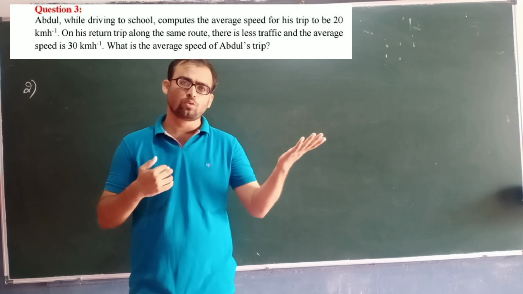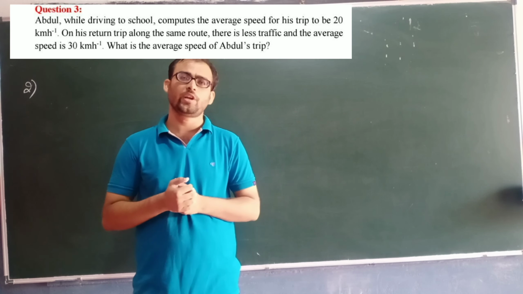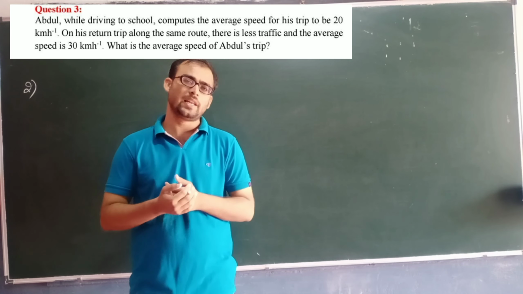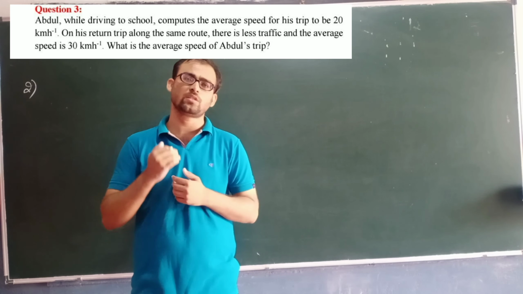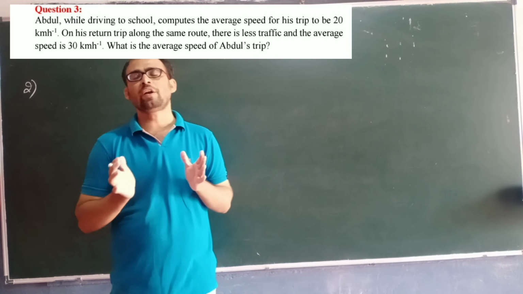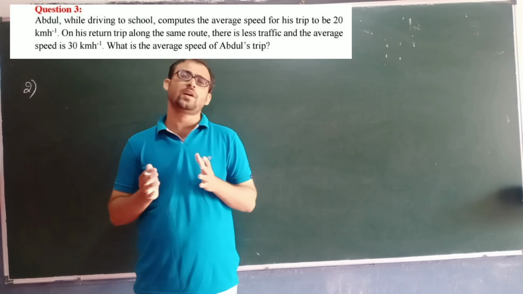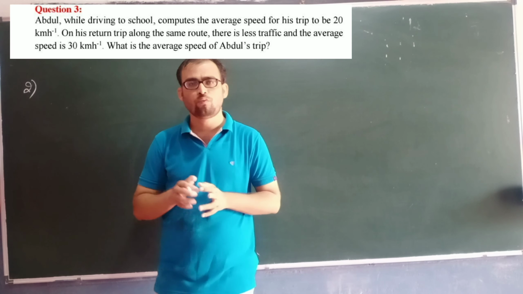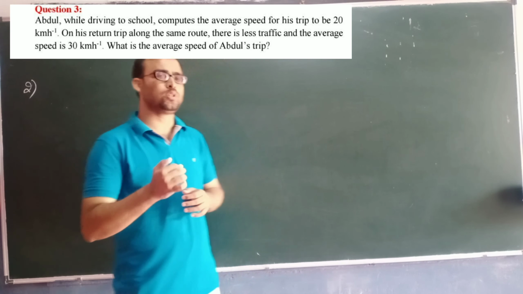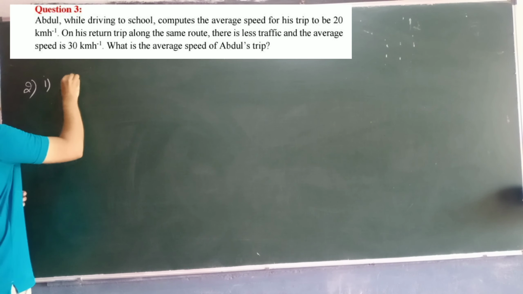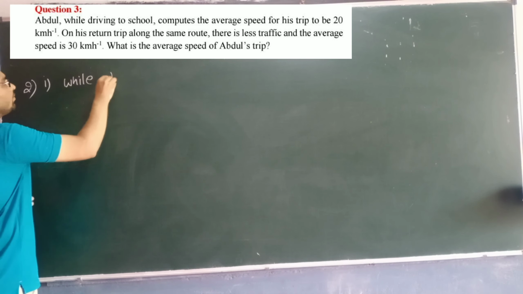While driving to school, his speed was 20 km per hour, and while returning from school, the traffic was less, so his speed is 30 km per hour. Now what we need to find here is the average speed of Abdul's trip. So look at this, students. First, while driving to school.